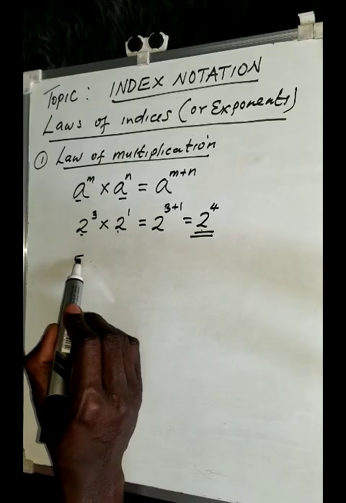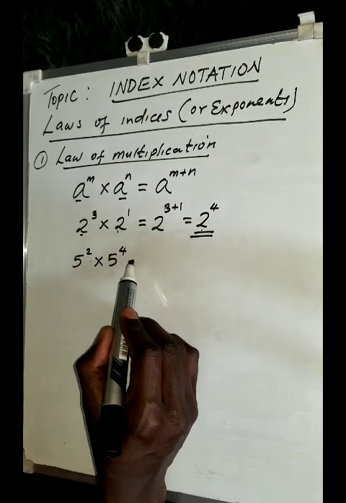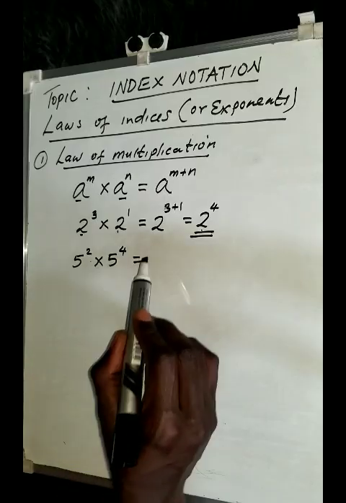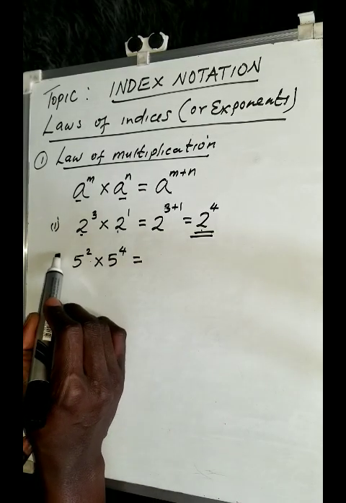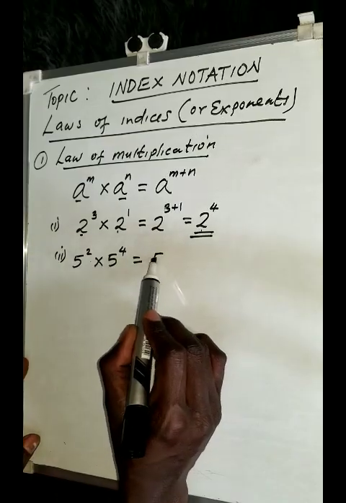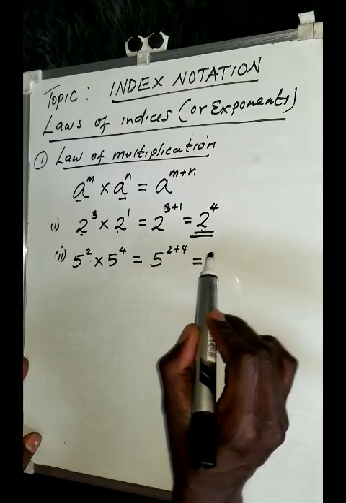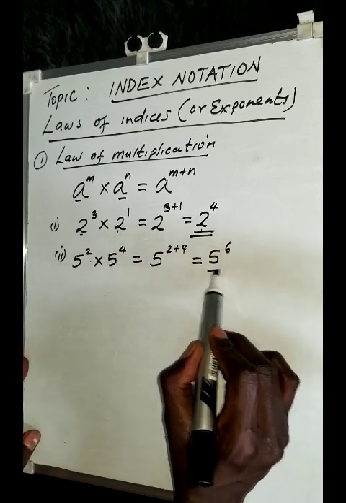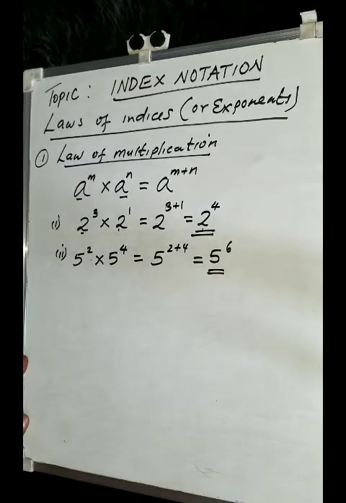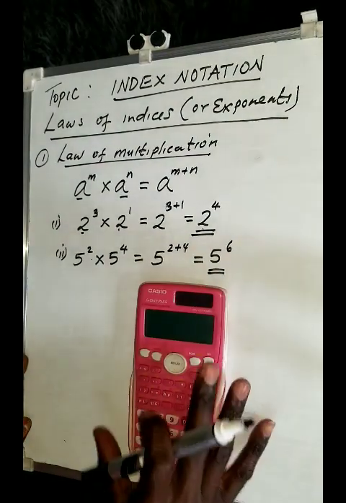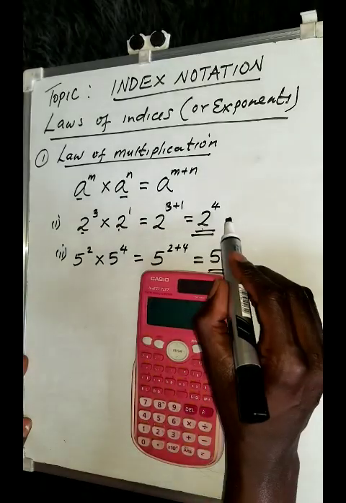Again, if I have maybe 5 raised to the power 2 multiplied by 5 raised to the power 4, because the bases are the same, I will get the base 5, then I'll add the powers. It will be 2 plus 4, that will give me 5 raised to the power 6. If the question says evaluate, you need to find the actual value. You can use your calculator. So for example, 2 raised to the power 4, in this case, will give me 16.